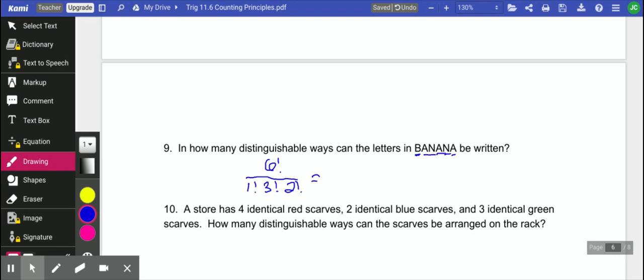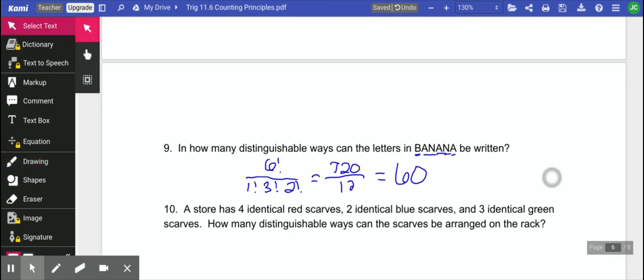So when we do this, 6 factorial is 720. When we multiply everything on the bottom, we get 12. So there are only 60 ways that the letters in the word banana can be written. That's 60 different ways that are distinguishable, because if you switch around the A's, they might still be the same.